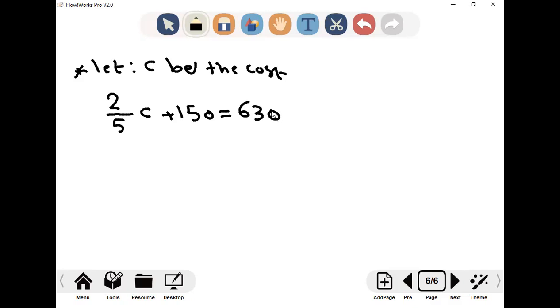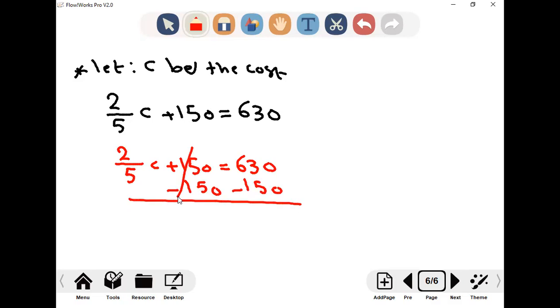Let's do it. Now first, are you ready? First, get rid of what? We subtract 150 from both sides. Then we divide by this fraction. Sure? So let's solve it. 2/5 C plus 150 equals 630. I'll subtract 150 first. 2/5 C equals 480. Are you sure? Yeah.